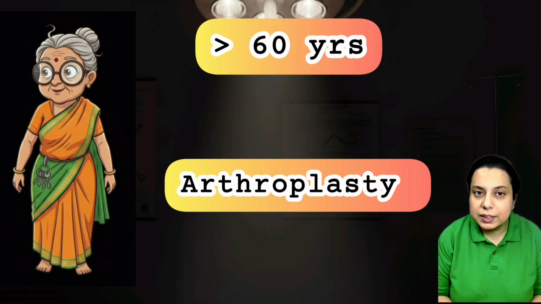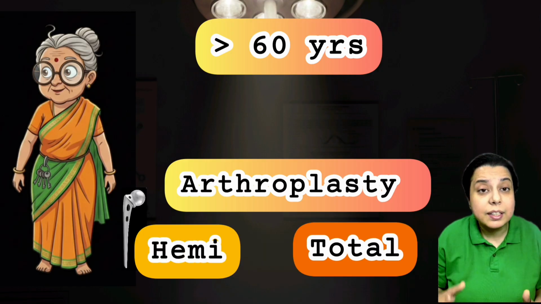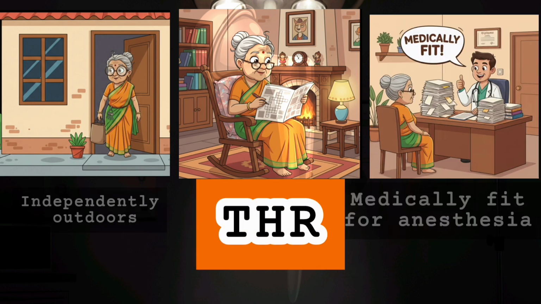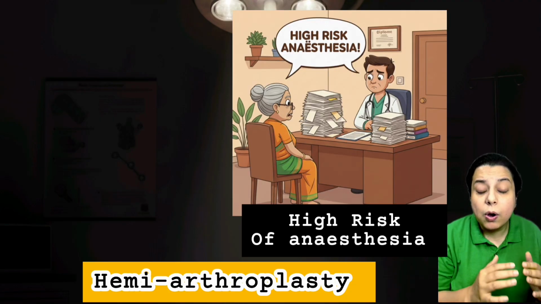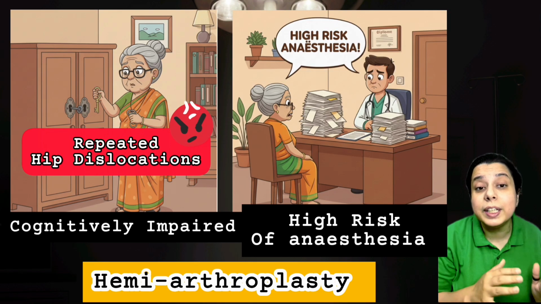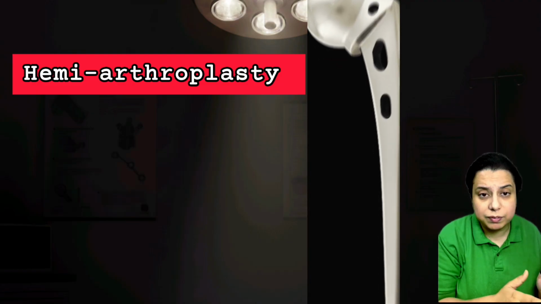For Janki Amma and patients above 60 years, the strategy changes. Here, we prefer arthroplasty or joint replacement surgery. Now you have to decide between hemiarthroplasty and total hip arthroplasty. See, if the patient walks independently outdoors, is not cognitively impaired, and is medically fit for anesthesia, you plan a THR. Hemiarthroplasty is reserved for high anesthesia risk patients or cognitively impaired patients, those patients who are more likely to dislocate a THR repeatedly. So, in these patients, we tend to follow a quick in, quick out philosophy.